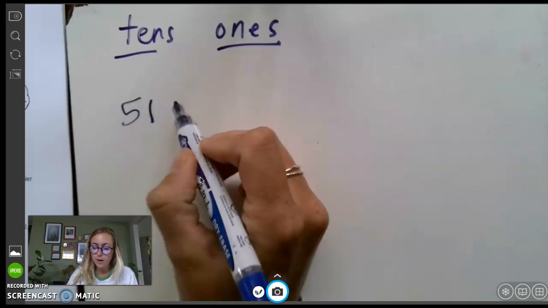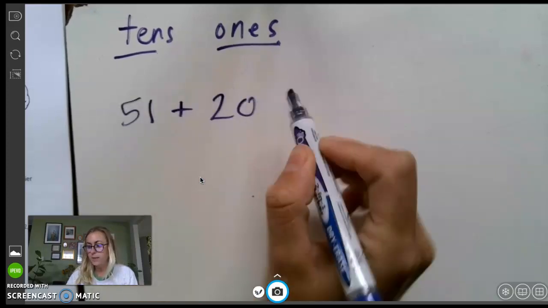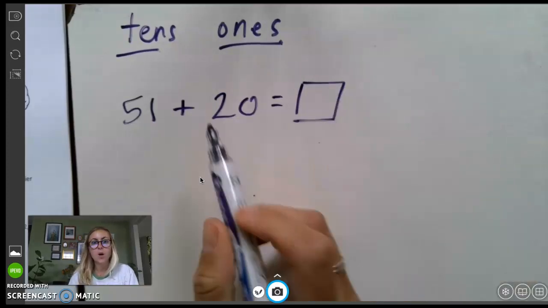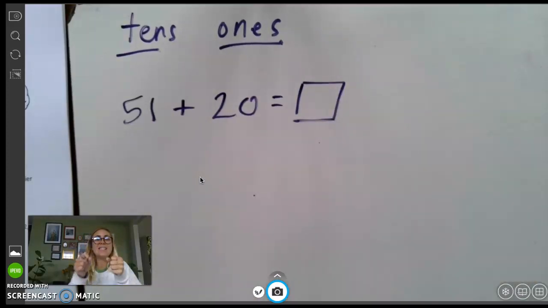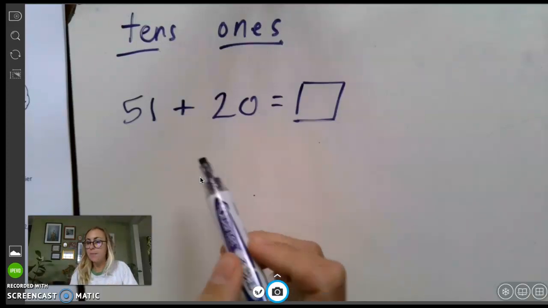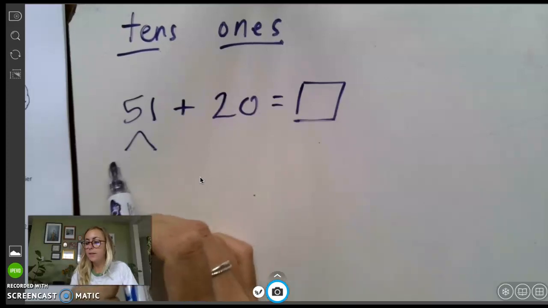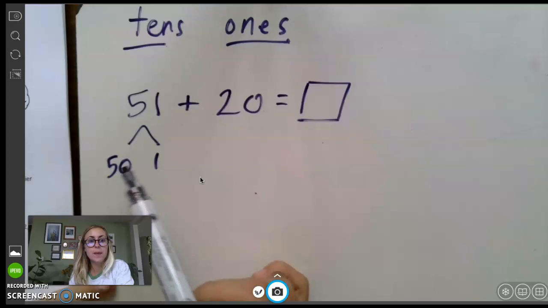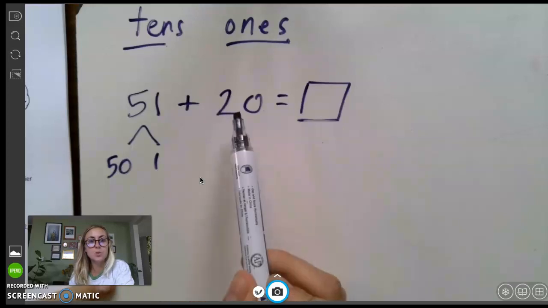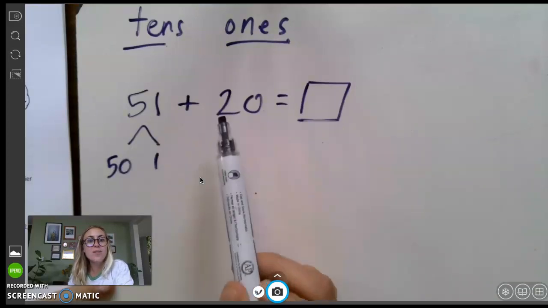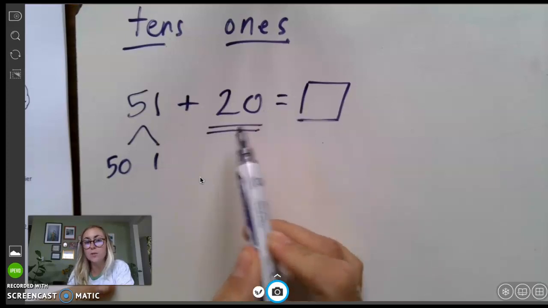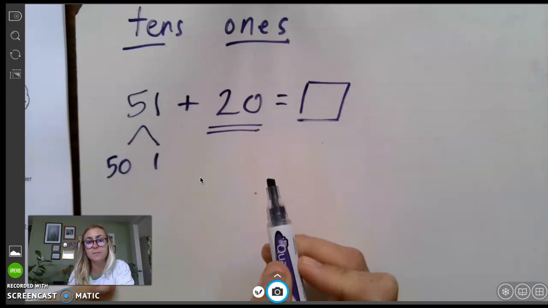Let's do 51 plus 20 equals question mark. Which of these numbers can I decompose? I'm going to decompose 51 into 50 and 1. Now I have 50 and 1 plus 20. Which are the like units? If I'm adding 20, am I adding 2 ones or 2 tens?